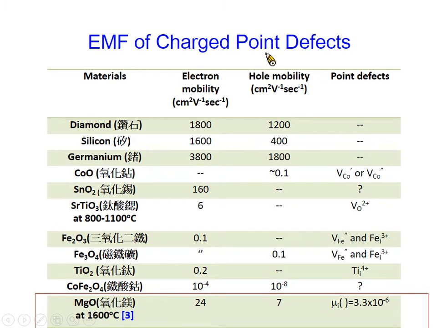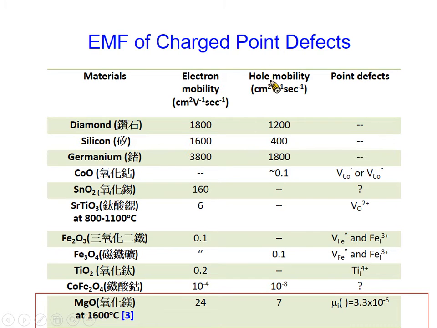Here is the EMF of charge, the point defects for different materials, for example diamond, silicon, germanium, cobalt, tin, and so on. Or other interesting electronic materials, such as iron oxide, titanium, perovskite, cobalt oxide, or magnesium oxide. The electron mobility we just mentioned will go from very high to a little bit lower, or very low. Typically the mobility of the species in the oxide is low.